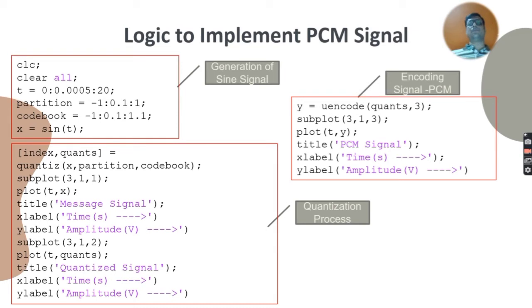Quantized with respect to whom? Quantized with respect to the time period t. So here plot t comma quants, and this figure will reflect the quantized signal and the time period.